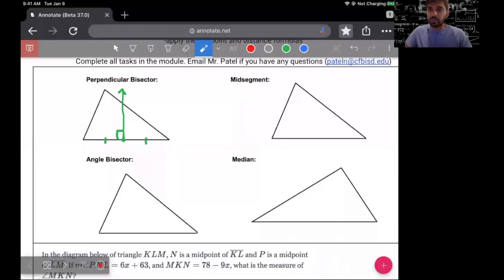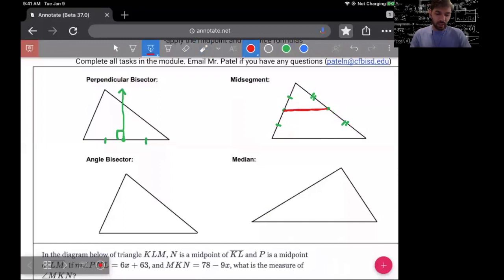Then we have a midsegment. A midsegment connects the 2 midpoints of 2 sides of a triangle. So if I mark the midpoints halfway in between 2 of the sides, I'm going to mark these 2 segments as equal to each other, so that means this is halfway. And then same thing over here. We have 2 equal segments on this side. So the midsegment would connect those 2 midpoints like that.